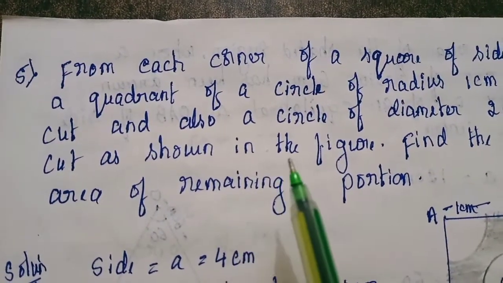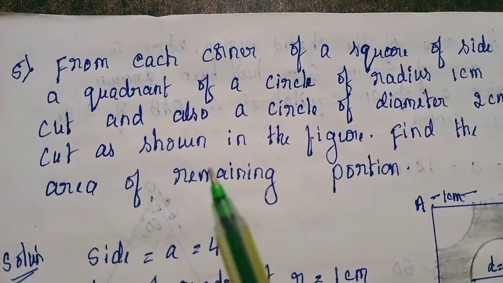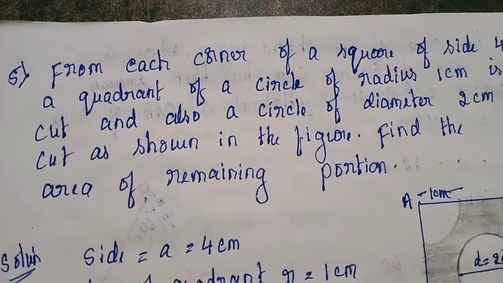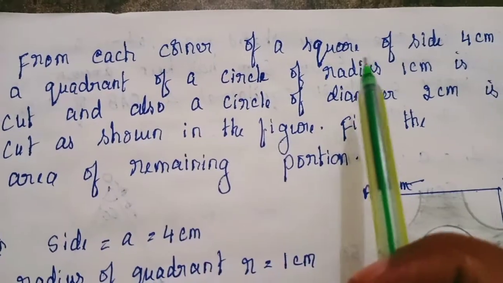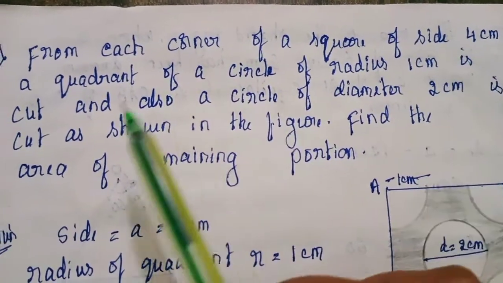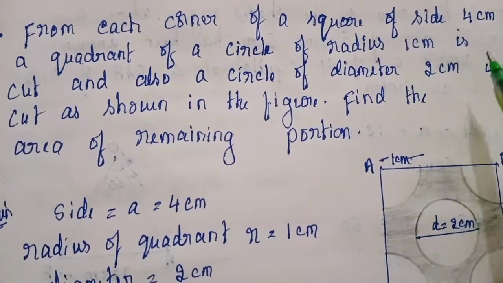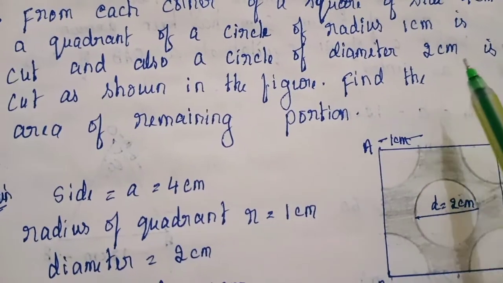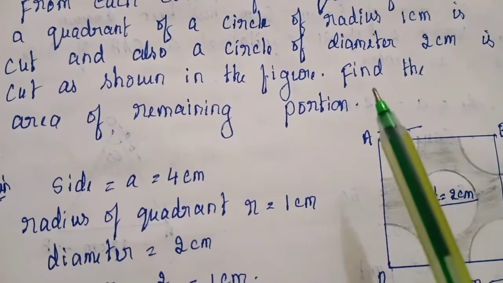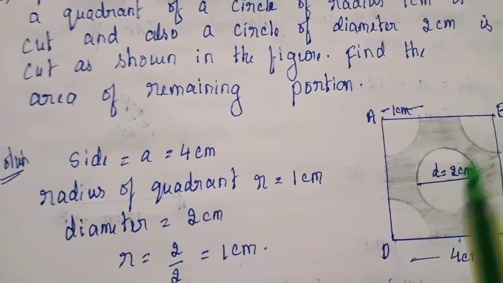Exercise 12.3, question number 5. In this video you are going to learn from question number 5 to question number 8. From each corner of a square of side 4 cm, a quadrant of a circle of radius 1 cm is cut, and also a circle of diameter 2 cm is cut as shown in the figure. Find the area of the remaining portion.